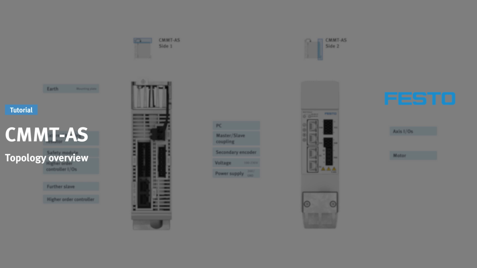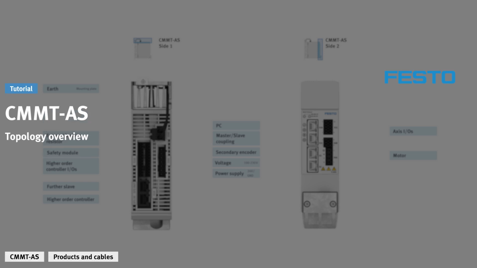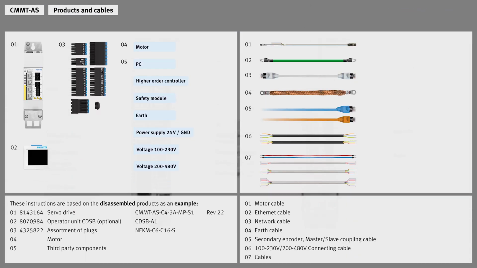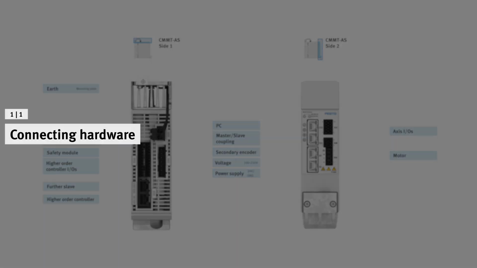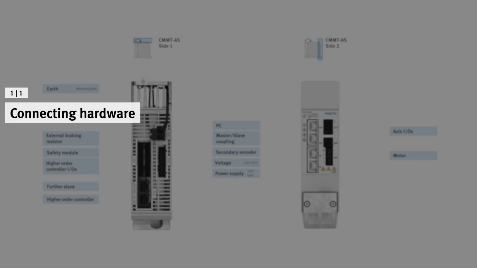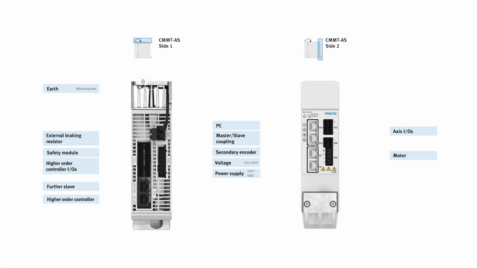This video shows how to do the commissioning of the CMMT-AS Festo controller. Learn how to connect the hardware in this video. Connecting hardware. Connect the hardware with the appropriate cables as shown.